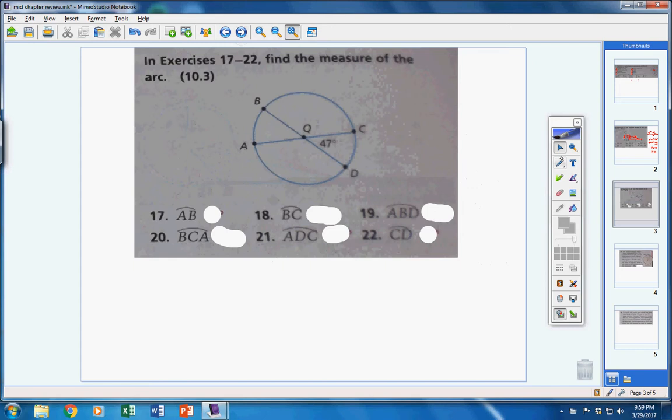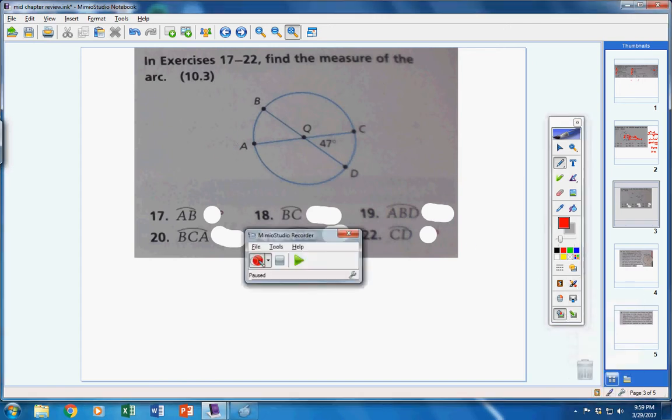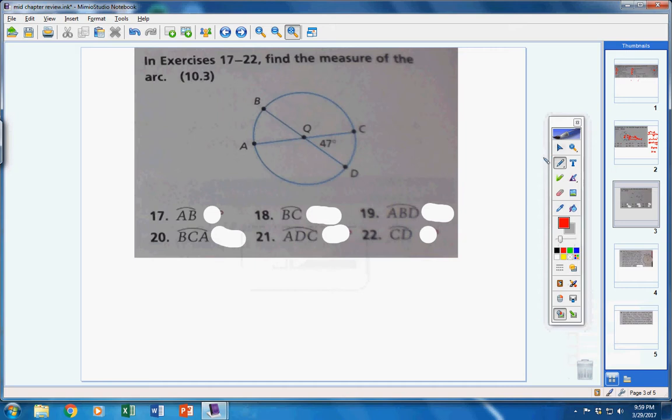Okay, guys, looking now at numbers 17 through 22. We're going to find the measure of the arcs. Okay, so here we go. Let's give this a shot. Now, students, listen carefully.